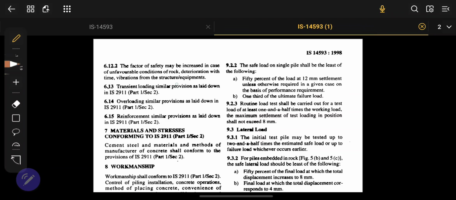The factor of safety may be increased in case of unfavorable conditions of rock. If you are not sure about the rock conditions and you feel that the rock is not good, you can increase the factor of safety.